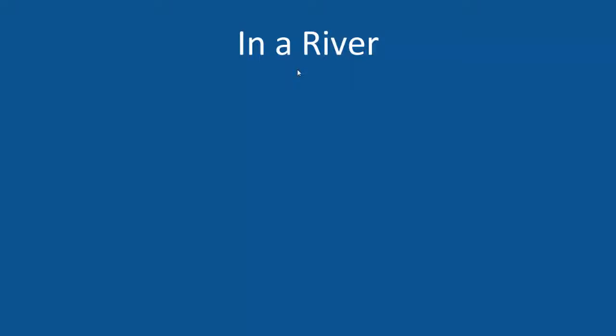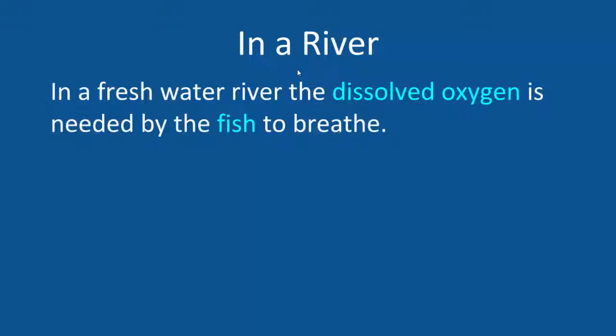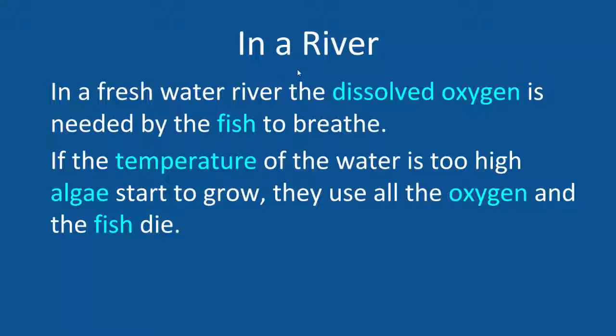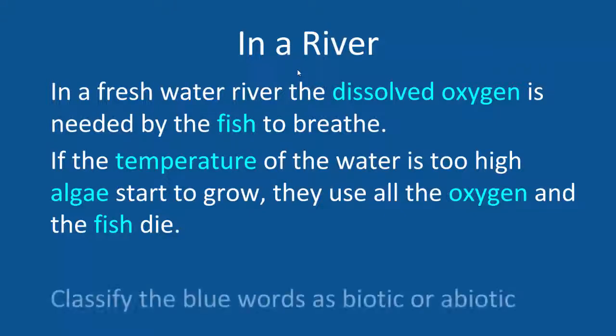An example: in a freshwater river, the dissolved oxygen is needed by the fish to breathe. If the temperature of the water becomes too high, algae will start to grow. They use all the oxygen and the fish die. So this is an example of an ecosystem. Try to classify the blue words as biotic or abiotic. And there you have it.